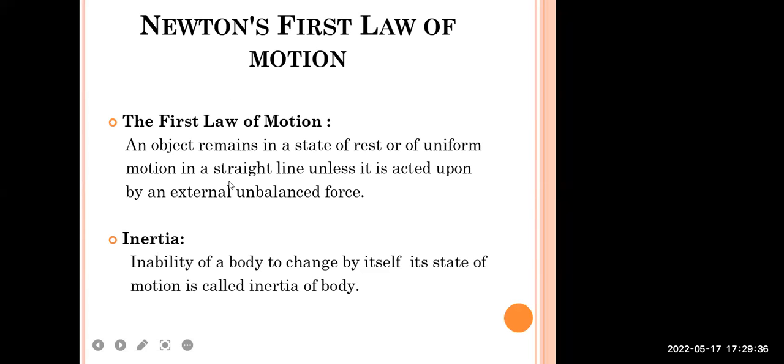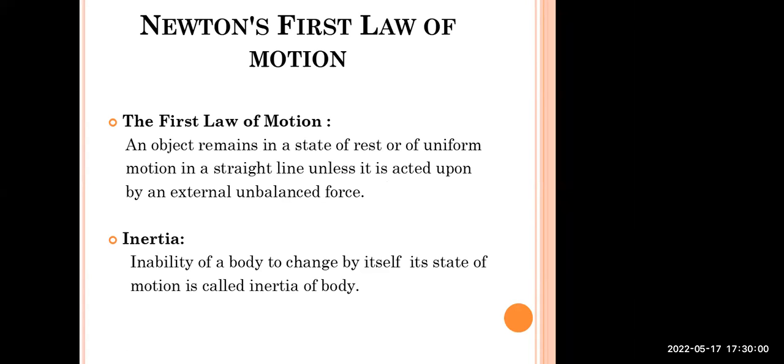Next, first law of motion. An object remains in a state of rest or uniform motion unless and until an external unbalanced force is applied to it. Then one term which is called the inertia of the object. This inertia is also known as the first law of motion or law of inertia.